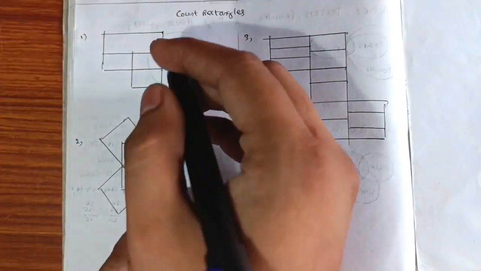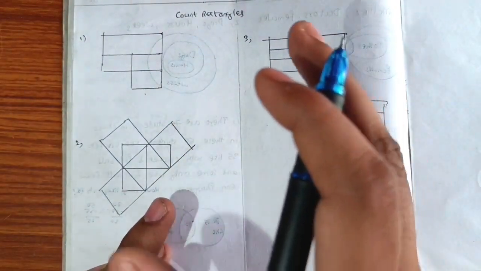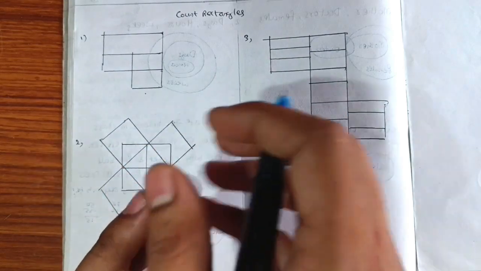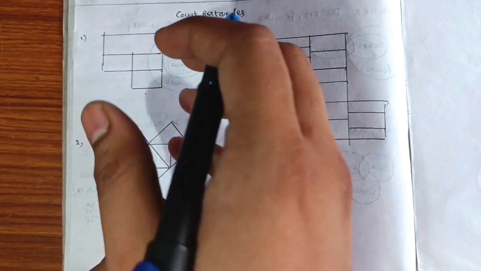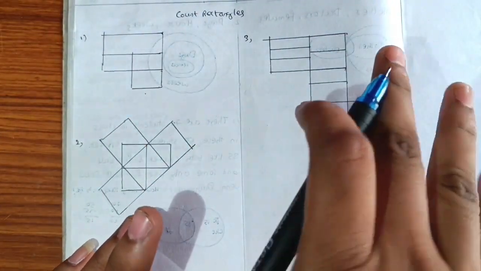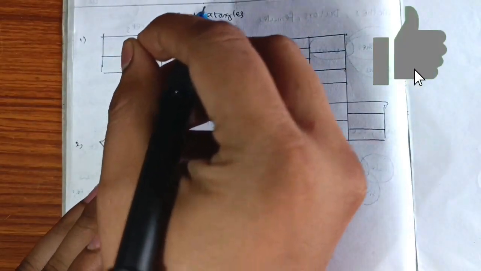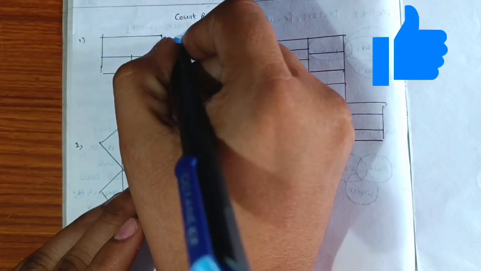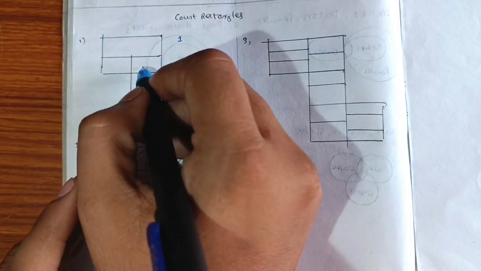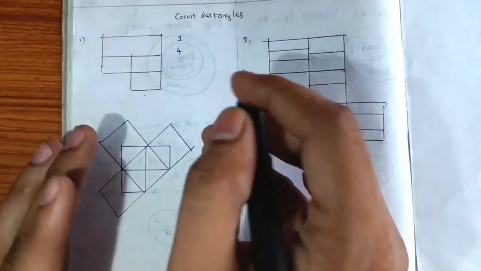In this first question, we need to count the number of rectangles. Only one method is there that I will show you, which is the traditional method, or the viewing method. You will get more idea when you solve all these questions. So let us first count the very small rectangles. Here we have 1, 2, 3, 4 rectangles.